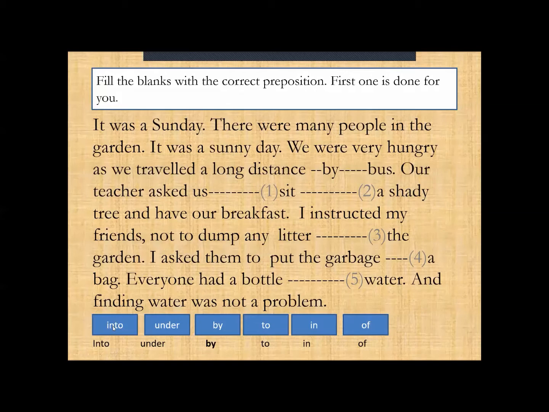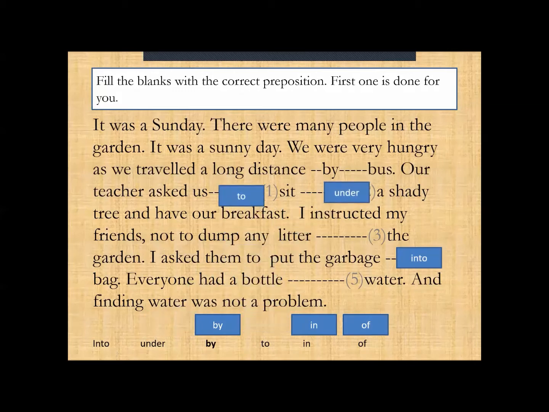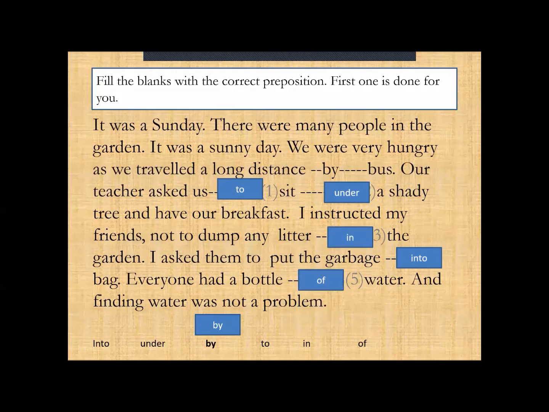I'll start from this: into. Where does it fit? Yeah, that is the answer for question number 4. Under, number 2, number 1, 5, in. These are the correct answers. Now let me read it.